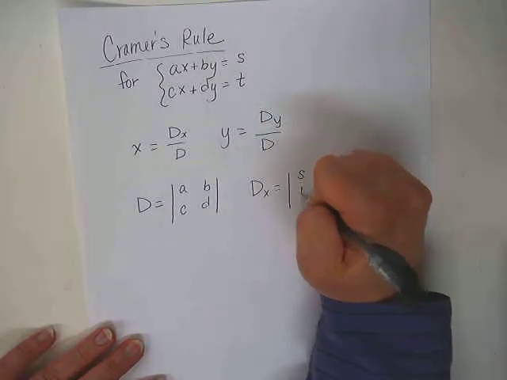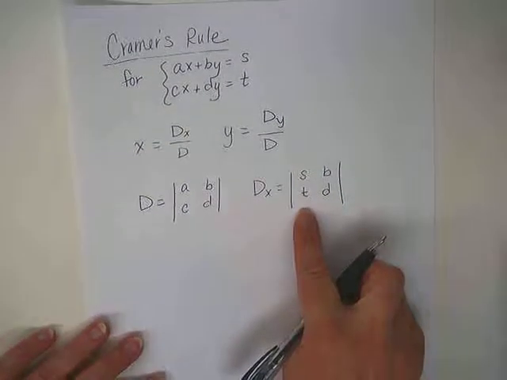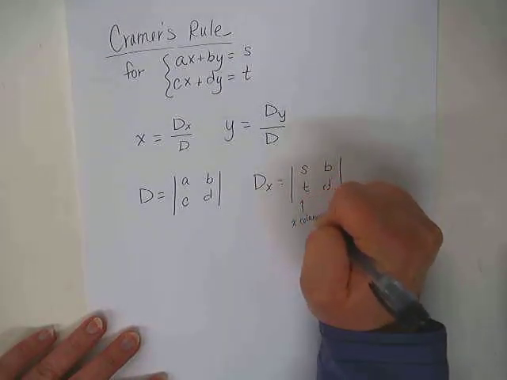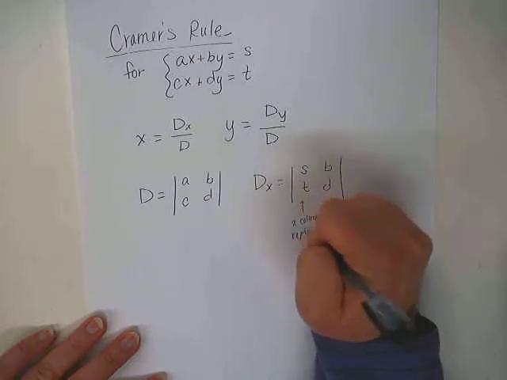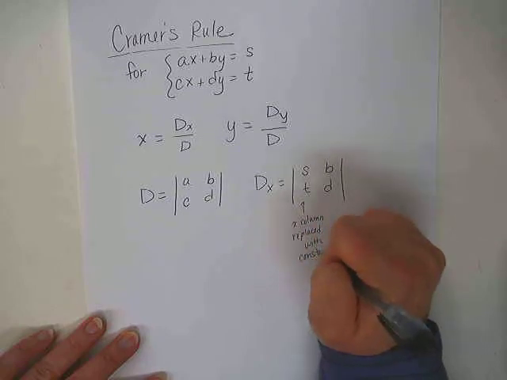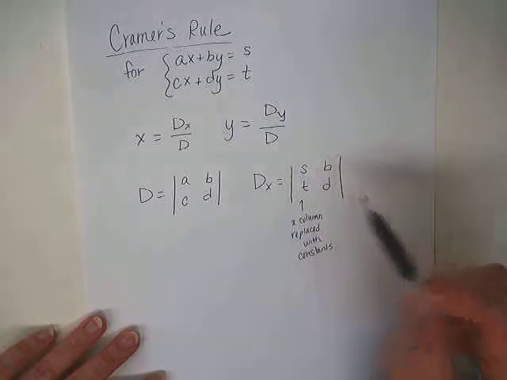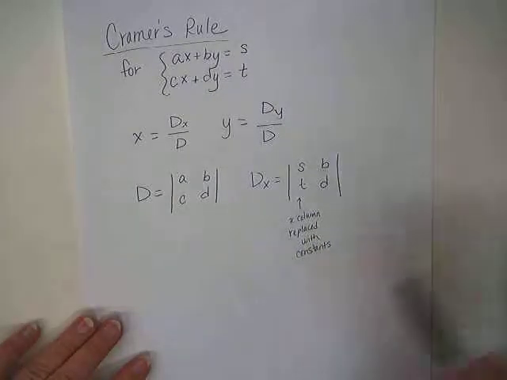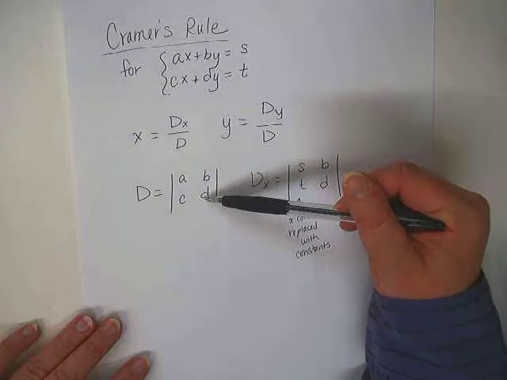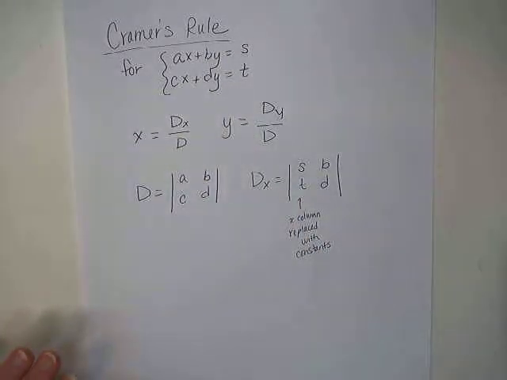dx, you take the x column and you replace it with the constants, s and t, and then you find another determinant for that. Then you take this number that you get from this determinant and this number that you get from this determinant, and you divide those numbers, and that magically gives you the answer for x for this system.